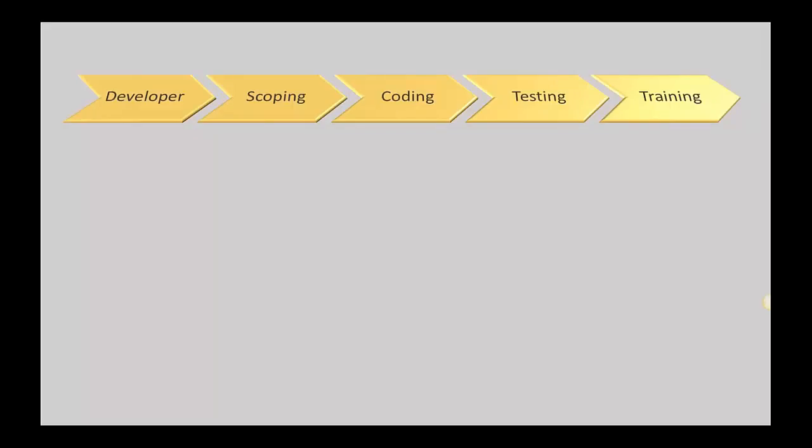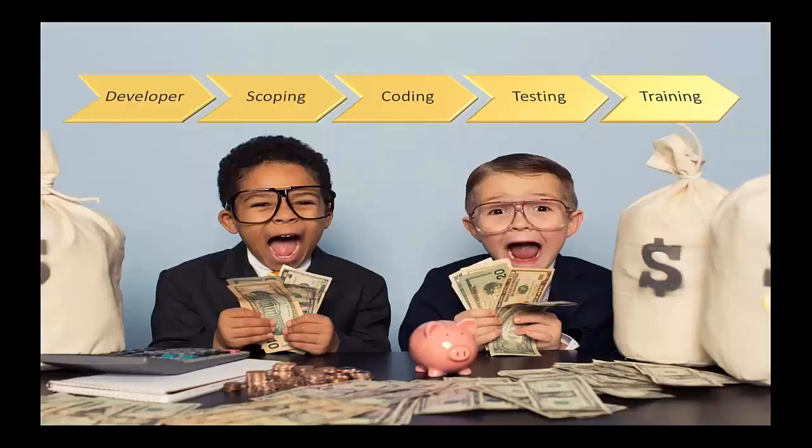We need to do scoping and coding and testing and training and maintaining that code, because with every new version of SAP Business One, SAP changes their SDK, their software development kit, and then it makes some problems with our custom add-ons, and we need to maintain them and fix them. And in general, this process is very pricey, and it takes a lot of time, and it takes a lot of your efforts to maintain them.